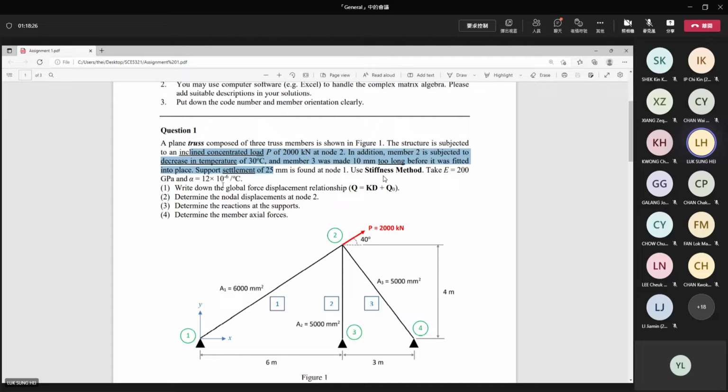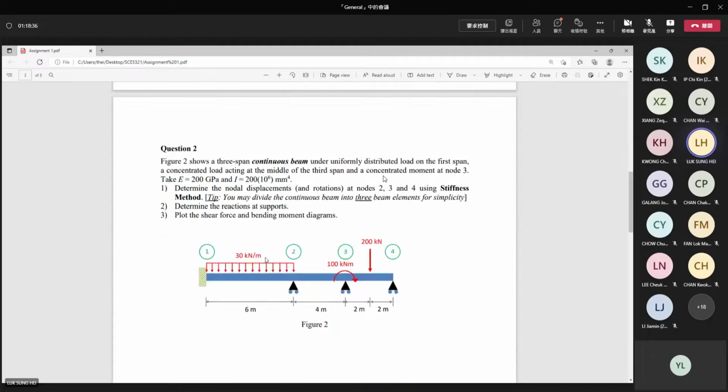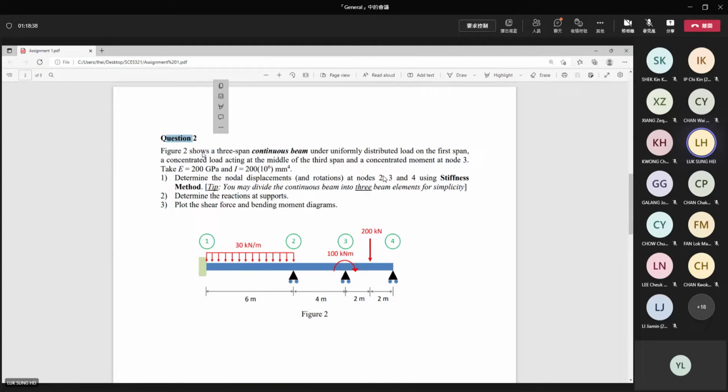You can follow the classical procedure, formulate the equation, solve for displacement, solve for reaction, solve for member action force. Question 1, you know how to do it at this moment. Question 2, beam. You also know how to analyze beam using CMOS method. Here I give you 1 tip. The tip is that you can divide the beam into 3 elements. Element 1, element 2, element 3. And then you can solve it using 3 elements. Solve for the displacement, solve for the reaction, and then draw the shear and moment diagrams.